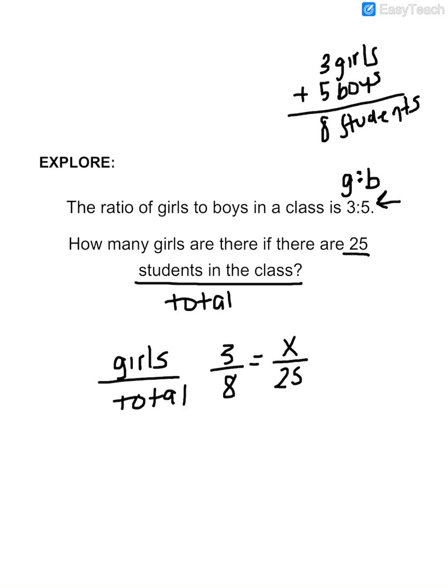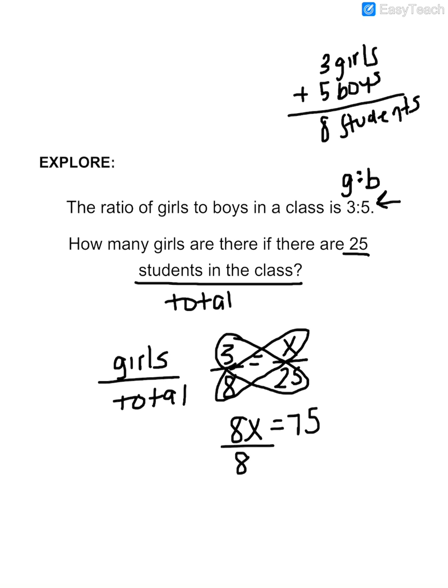Now it's asking how many girls are there, and since I don't know how many girls there are out of 25 students, I'm going to put an X, and the total will go on the bottom. Now I need to solve this proportion. So I'm going to solve by using cross multiplication. 8 times X is 8X. 3 times 25 is 75. And now I have a one-step equation. I divide both sides by 8, and I get X is equal to 9.375. And since you can't have a fraction of a student, we can just say that there are about 9 girls in a class of 25 students.